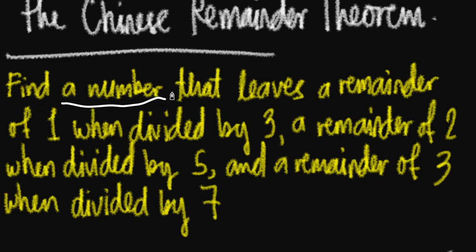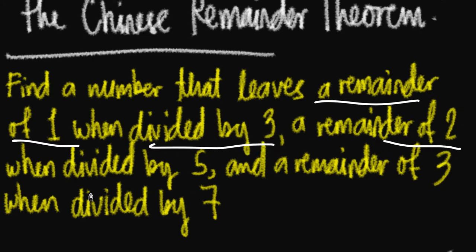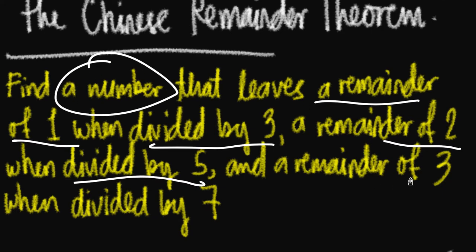So this number is an unknown that leaves a remainder of one when divided by three. There's a remainder of two when we divide it by five, with the same number, and the remainder of three when divided by seven. So there's a remainder of 1 when divided by 3.